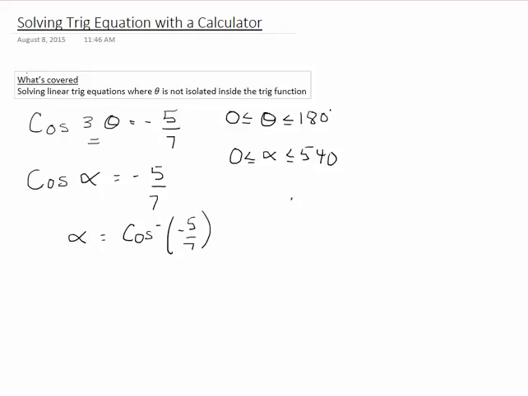of 5/7. Now remember, we need to use our CAST principle and our related acute angle. So cos is negative in that quadrant and that quadrant in there. So when you use your calculator and you use your inverse function, you get 44.4 degrees for your related acute angle. Those 2 angles in there.